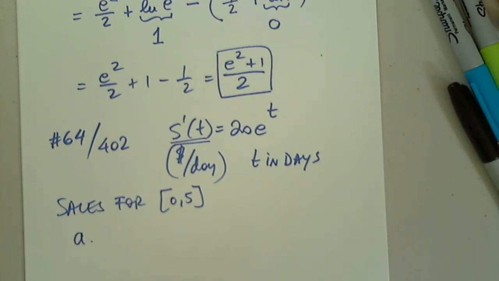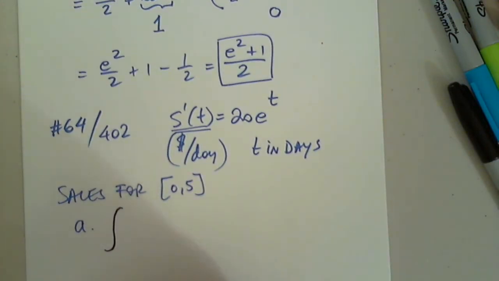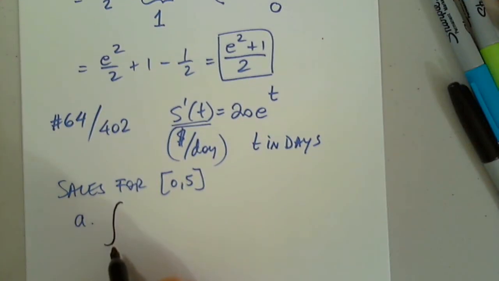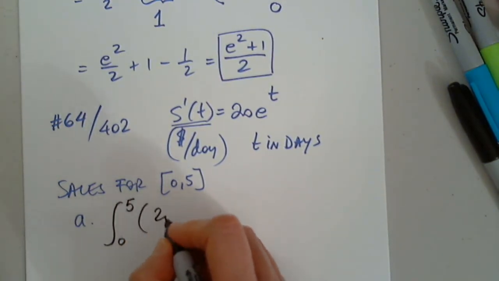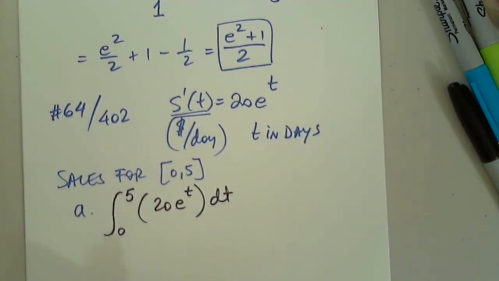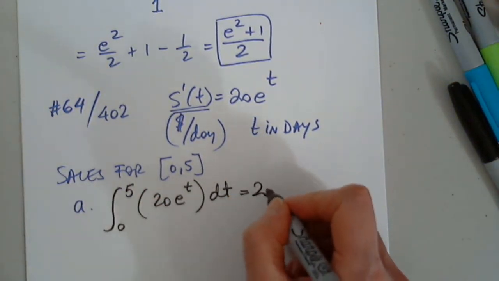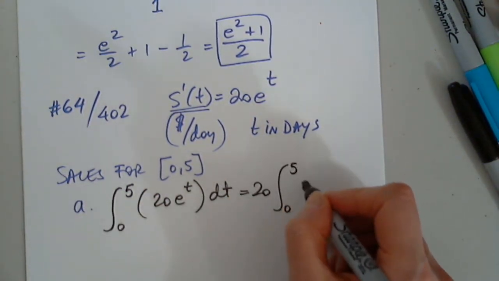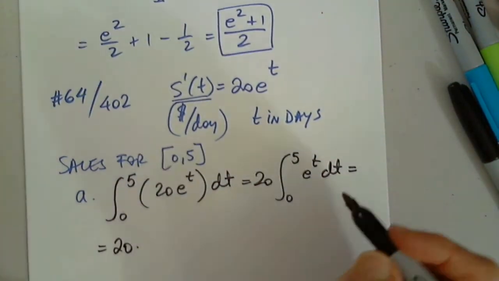You have to do the function for each number between 0 and 5 added, and then it would be times. So it's the integral. It's the integral from 0 to 5 of 20 e to t dt. It's a constant, it goes in front. The integral from 0 to 5 of e to t dt. So this is 20 times.